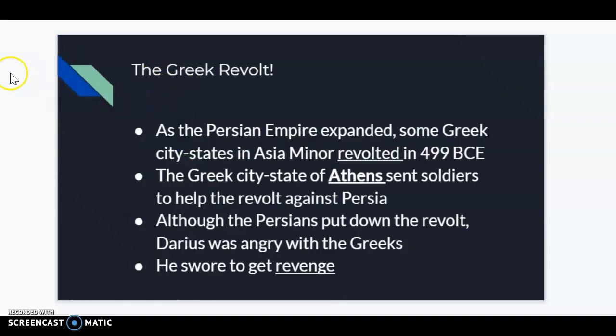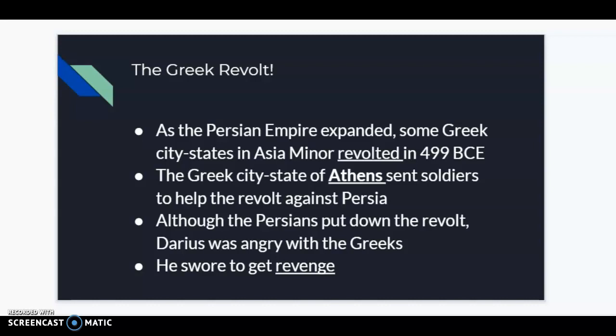So there's a Greek revolt. The Persians control almost all of Asia Minor, and we'll check the map out, but there's a small area where there's a few Greek city-states, and as the Persian Empire is expanding, some of these Greek city-states in Asia Minor, in the western portion of modern-day Turkey, are going to revolt in the year 499 BCE. And I talked about how Cyrus, who started the empire, and later especially Darius, they rule but with tolerance.